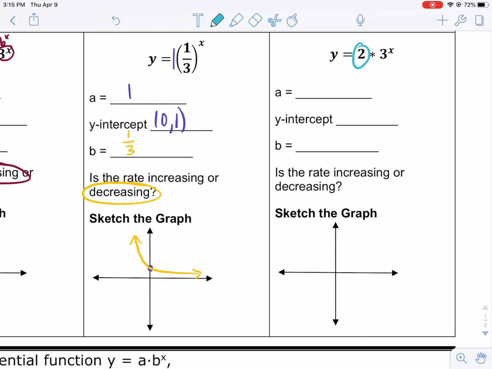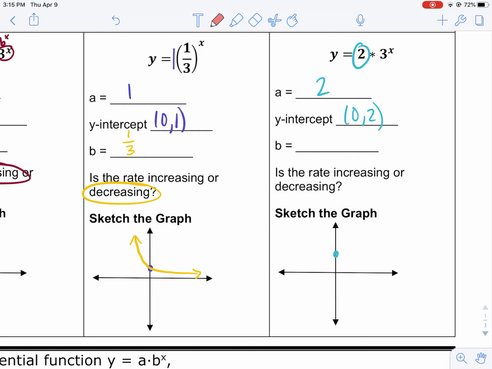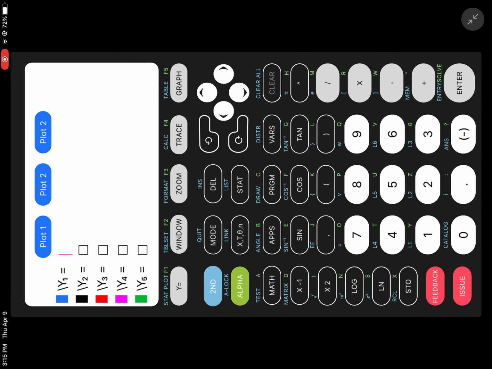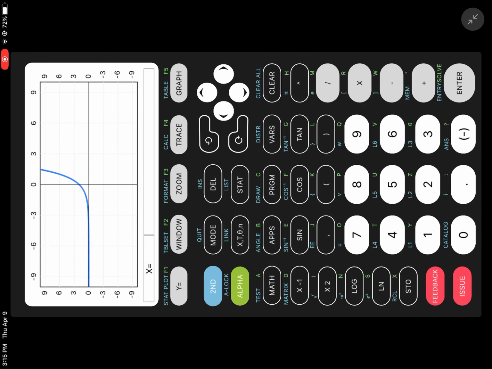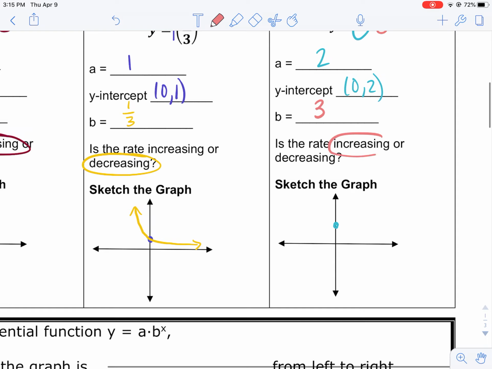So the third one, my a value is the number in front, so 0, 2. So this time we're going to go up to 2. And then my b value is that number with x, so 3. So in my calculator, in y equals, I would do 2 times 3 raised to the x. I'm going to click graph, and I can see it is also increasing. So this one is also getting bigger and going up.